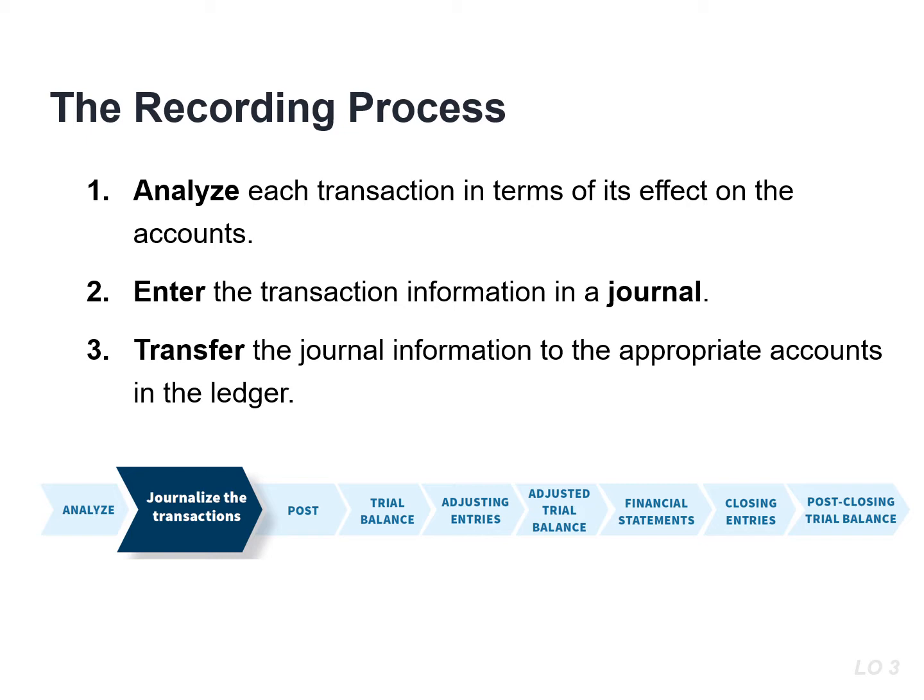The first step is to analyze each transaction in terms of its effect on the accounts. The second step is to enter the transaction information in a journal, and then lastly, to transfer the journal information to the appropriate accounts in the ledger.